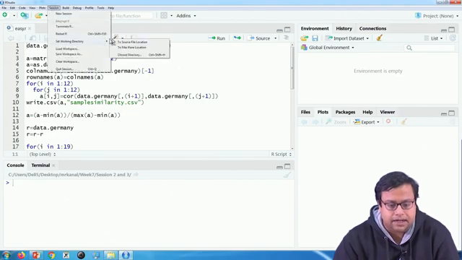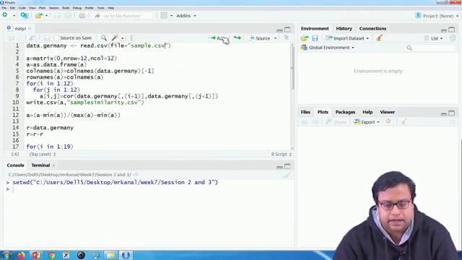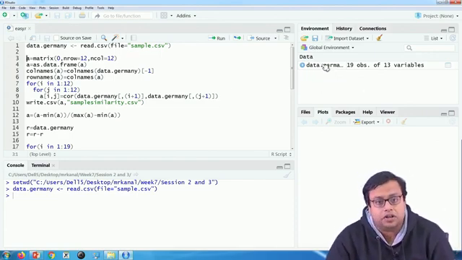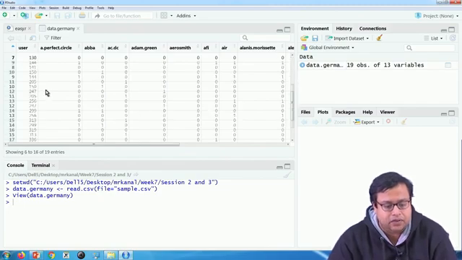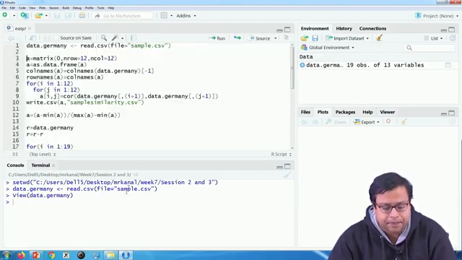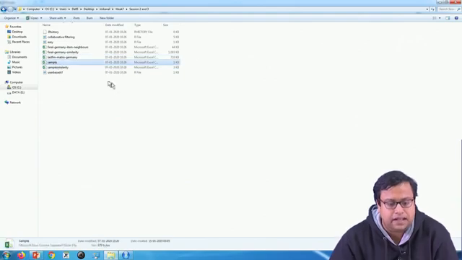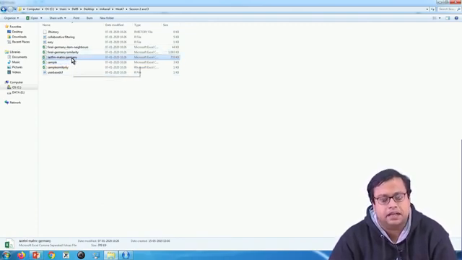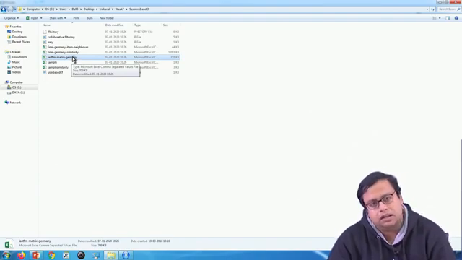So, we will set the working directory to the source file location and I will read the data. This one is a smaller version of that data. I have taken only 19 users and only 13 variables, based on this sample.csv file, which is a small file, 1 KB, but you can also do it with the bigger file. You can change it to, let us say, last FM matrix Germany, and you will get the bigger file and do all your calculations based on that.